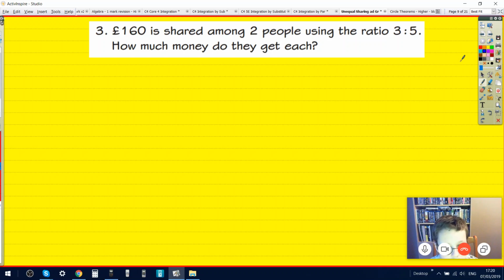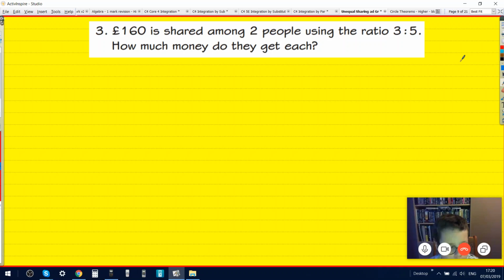£160 is shared among 2 people using the ratio 3 to 5. How much money do they get each? We need to find out 1/7 of 100. It's not a seventh. You have 3 and 5. No, it's 8, not 7. So we need to find out 1/8 of 160.